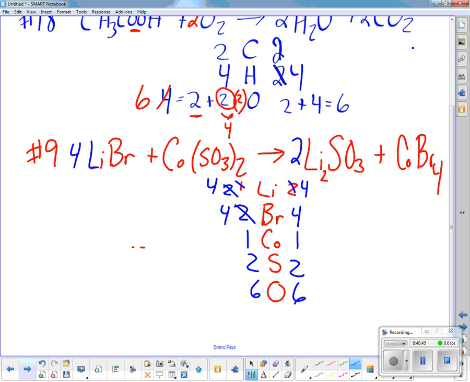Okay. What type is it? Double displacement. This packet is due next time. Okay, let's put the chairs up.